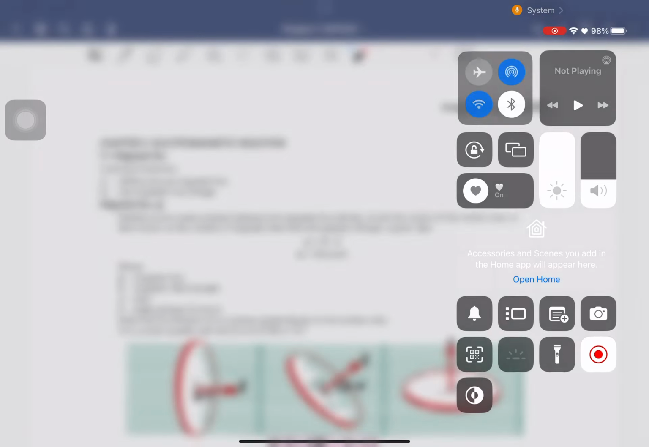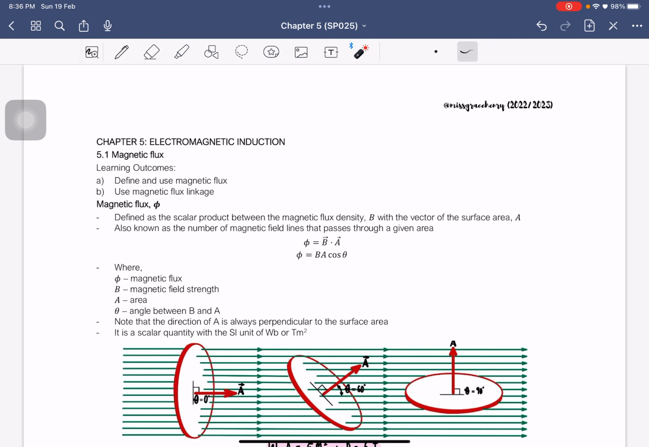Yes, I did. Alright, so now there are 5 subtopics in this chapter. The first one is on magnetic flux. So in this subtopic, you have to be able to define and use magnetic flux, and lastly, use magnetic flux linkage. So apa tu magnetic flux?